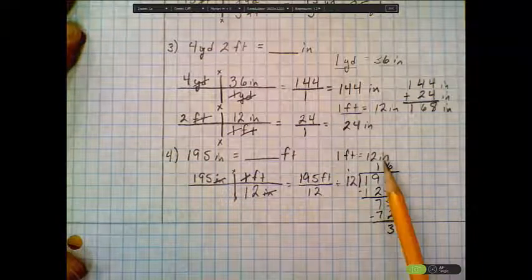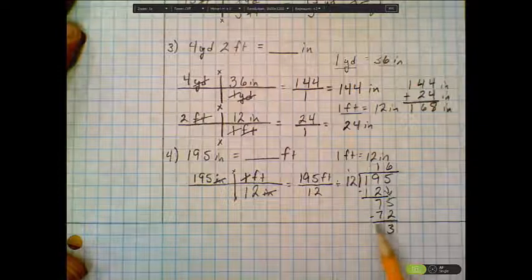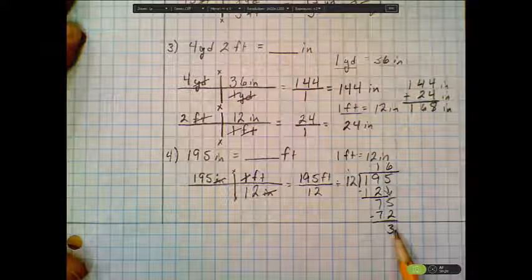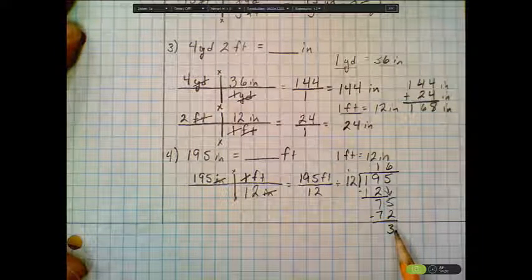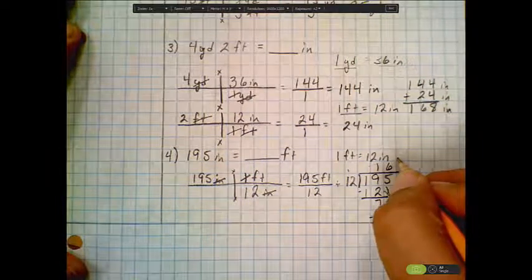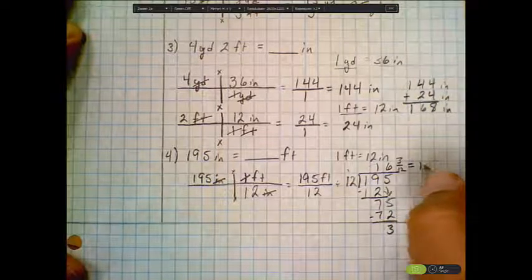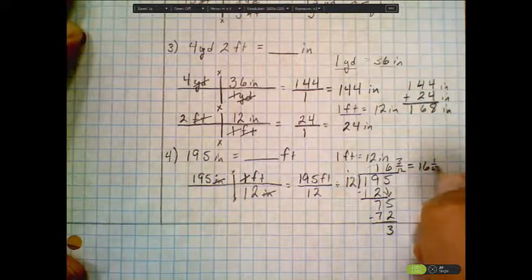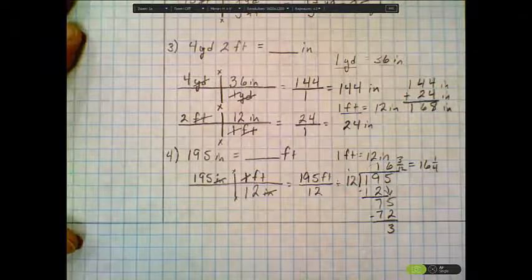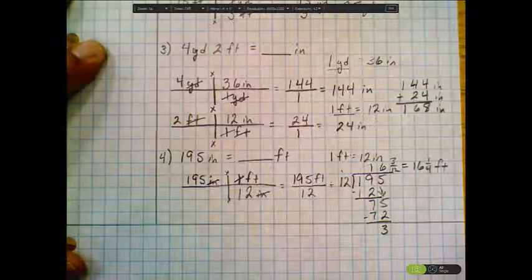Well, we know that we have 16 feet. We got that in our answer. But what does this remainder of 3 tell us? Well, we know that we can take this remainder and turn it into a mixed number. We can take the 3 and the 12 and make it a fraction, which is 3/12, which is equal to 1/4. And so 195 inches is equal to 16 and 1/4 feet.